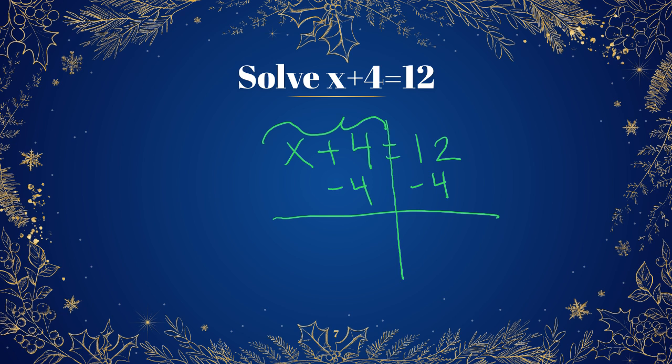Now I have a plus 4 and a minus 4. Those cancel each other out. So what am I left with on this side with my variable? I'm just left with x. Now I bring down my equal sign, and on this side of my equation, I have 12 minus 4. What is 12 minus 4? 8. So now if I plug 8 in for x, does 8 plus 4 equal 12? Yes, it does. So that's a way that you can check yourself.